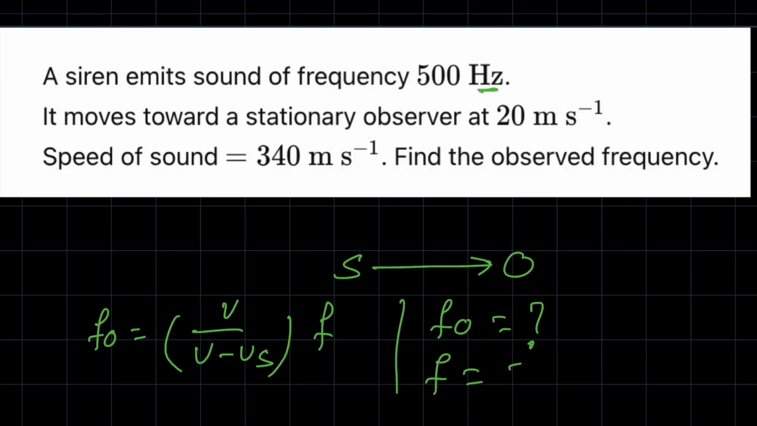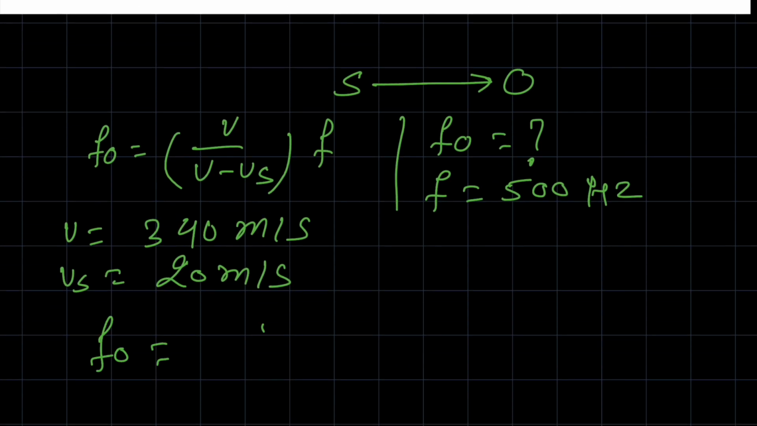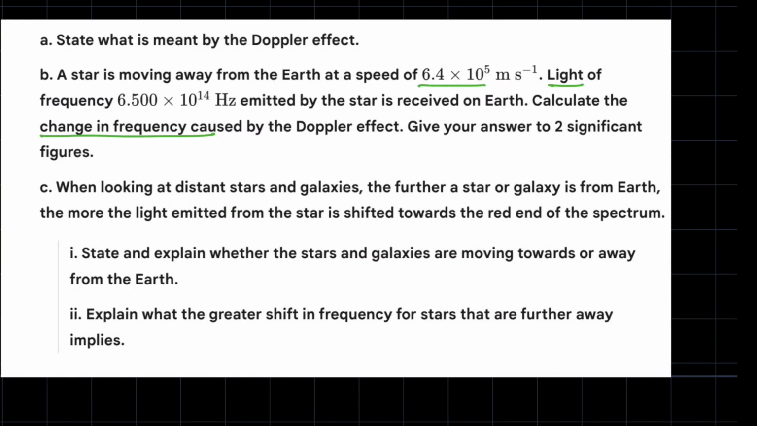In this case, we have f naught equals what? The source frequency is given as 500 Hz, the velocity of sound is given as 340 meters per second, and the source speed vs equals 20 meters per second. So the observed frequency is 531 Hz, which is bigger than the source frequency, which is 500. Let us solve another problem.